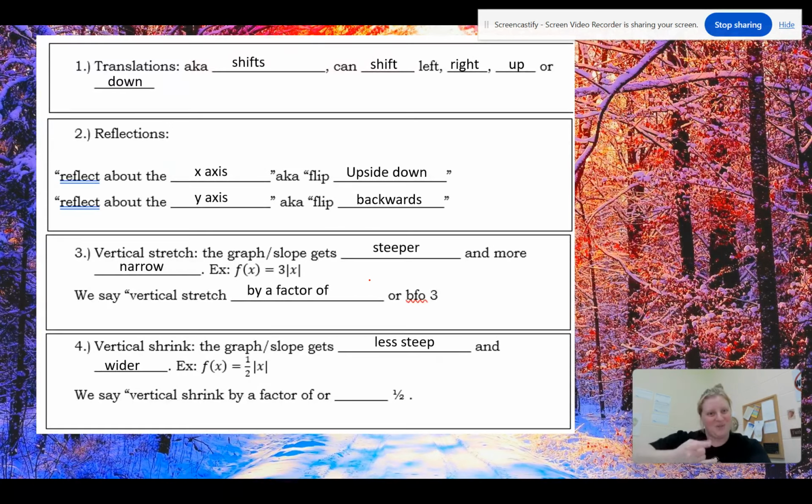And then the opposite of stretch would be a shrink. So when your graph got wider, that's called a vertical shrink. So your slope or your graph is getting less steep, and that's what causes it to get wider. And that will typically happen when you have a fraction in front of x, as long as that fraction is below 1 in terms of value. And again, we would phrase that by saying vertical shrink by a factor of a half. And again, if you want to just abbreviate that BFO, that would be fine. So that's kind of our unofficial universal acronym for by a factor of.